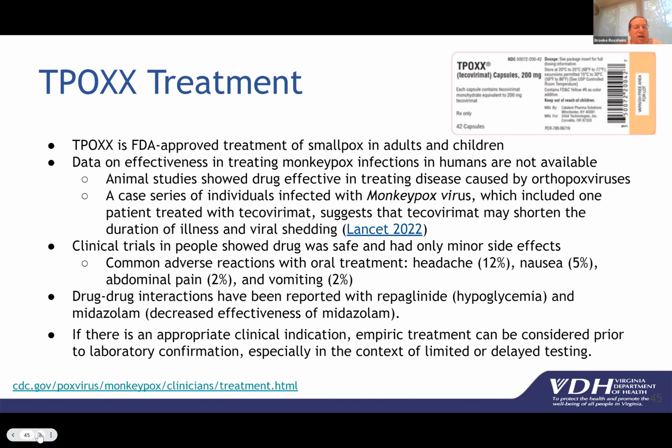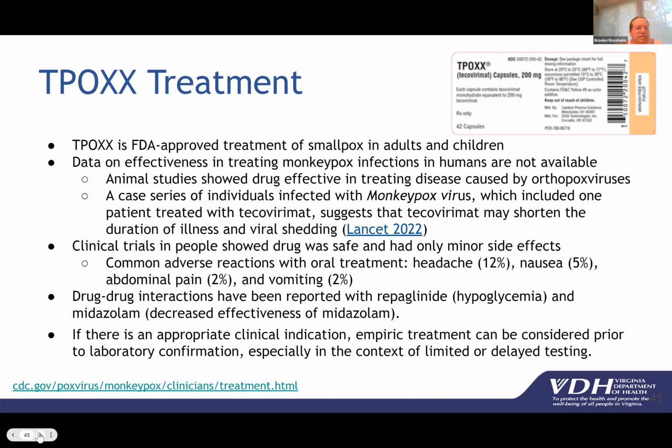You can see the common adverse reactions with oral TPOXX: headache, nausea, abdominal pain, vomiting. There are a couple of potential drug-drug interactions with TPOXX, with repaglinide, which is an anti-diabetic, and midazolam, which is a Versed, a sedative.